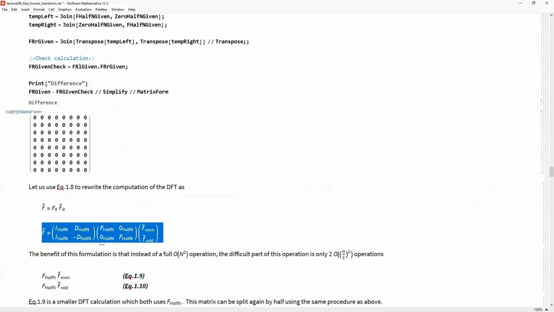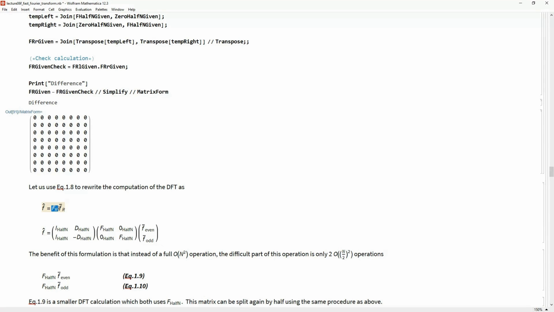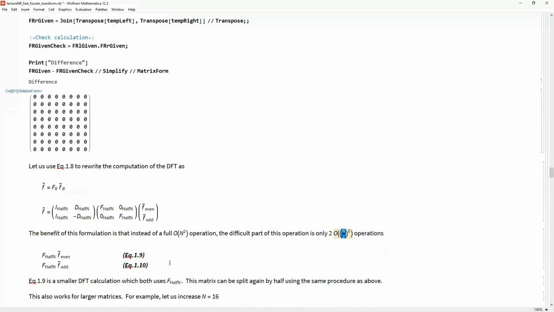This is valid. So this FR, we can decompose it as such, and therefore we can write this as we talked about on the board. Instead of a full order n squared operation, now we're really talking about 2 order n over 2 squared operations. So that's great.